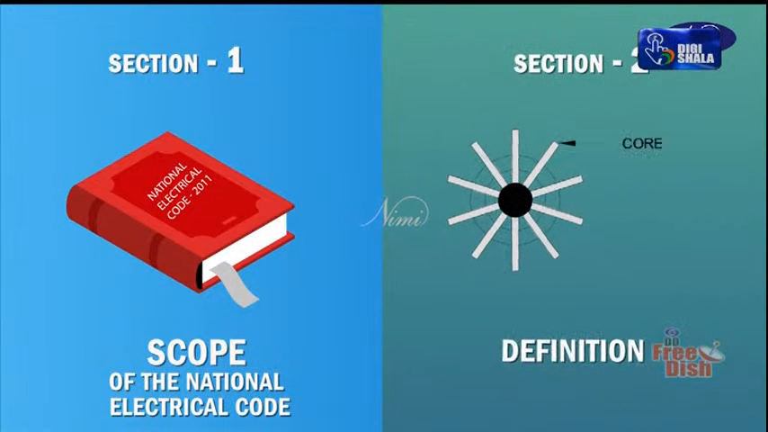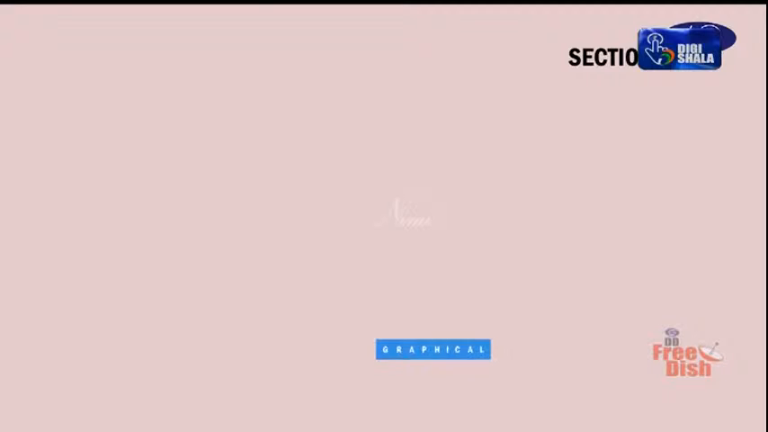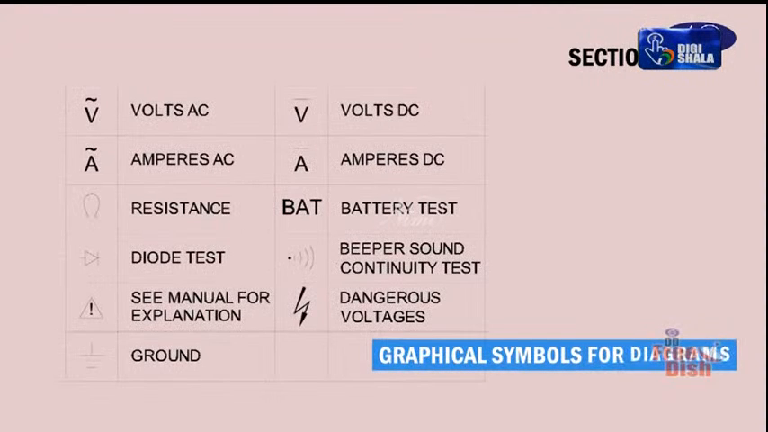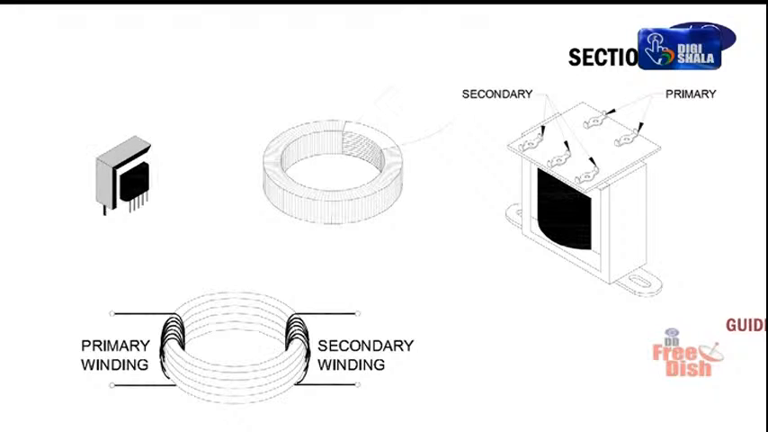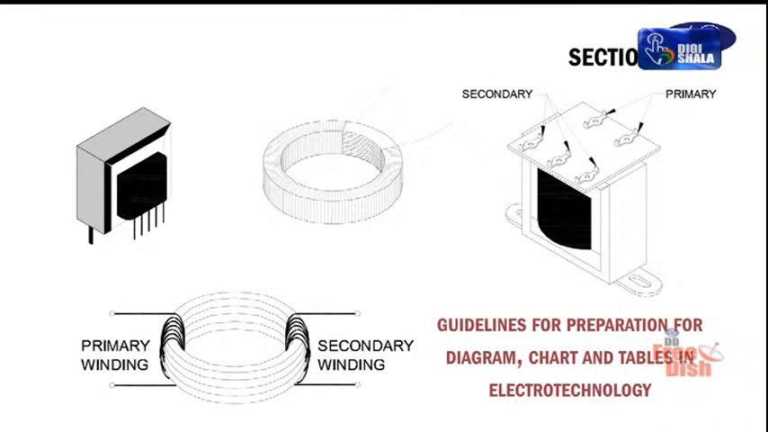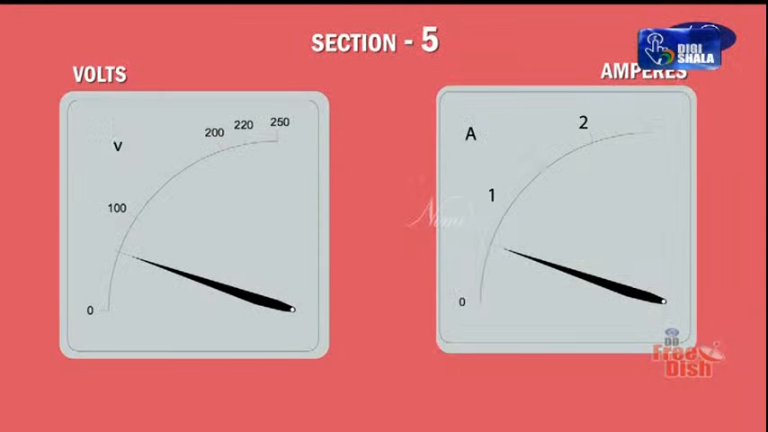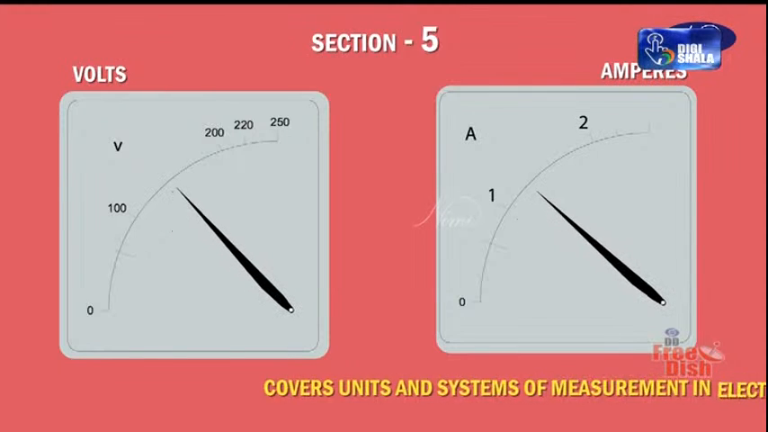Section 2 covers definition of items with references. Section 3 covers graphical symbols for diagrams, letters, symbols and signs. Section 4 covers guidelines for preparation of diagrams, charts and tables in electrotechnology and for marking of conductors. Section 5 covers units and system of measurements in electrotechnology.